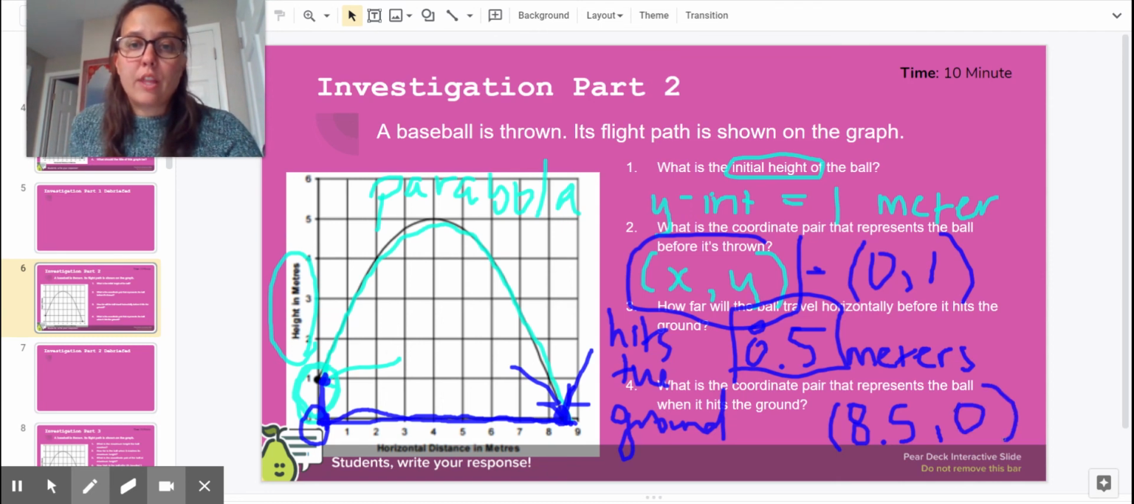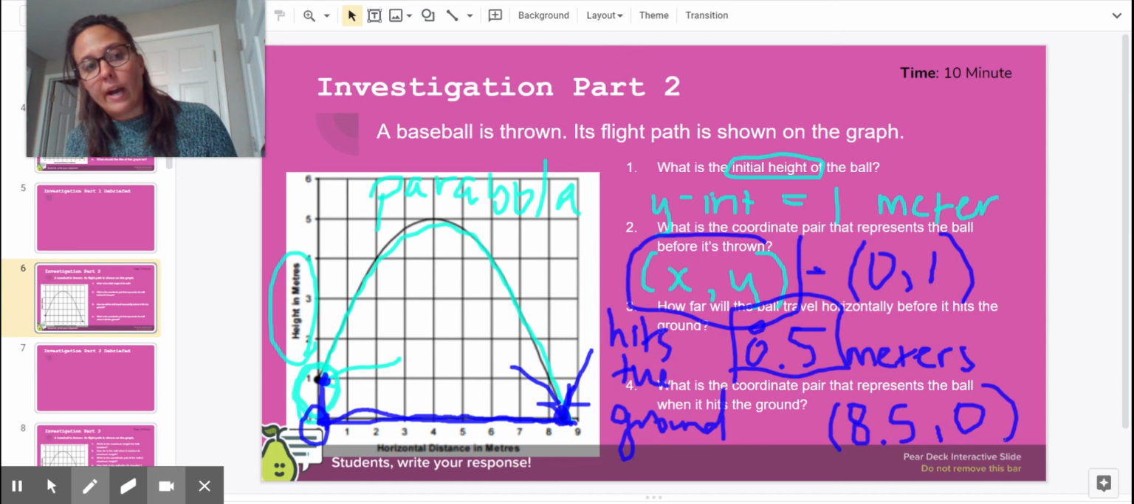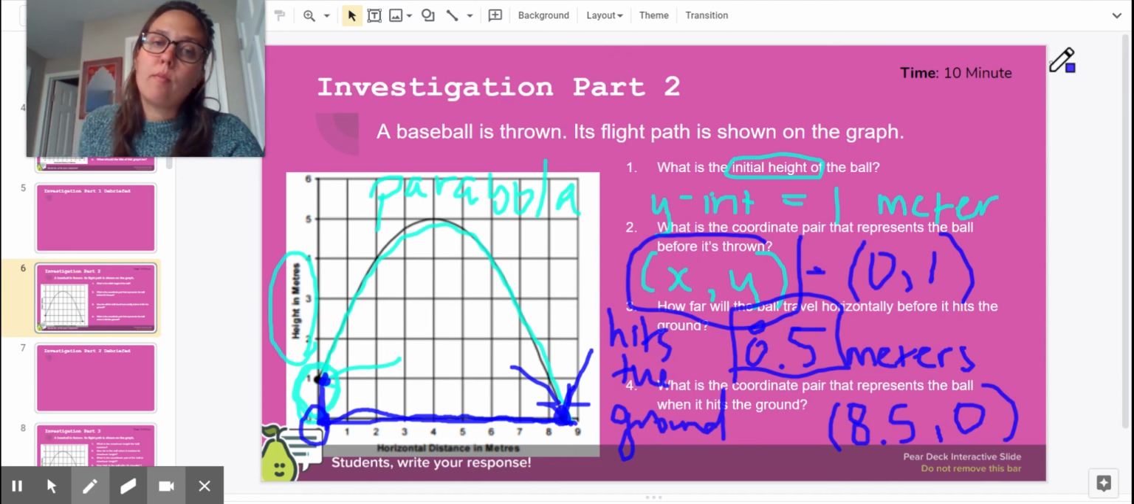So you'll notice with intercepts, one of the coordinates is always 0. So if it's a y-intercept, x is 0. If it's an x-intercept, y is 0. And that's just an easy way of remembering which one is 0. It's the opposite one.